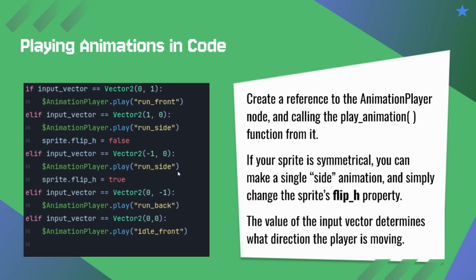And then if we want to add an idle still animation, we can check if our Vector2 is (0, 0). We can automatically assume that if our input vector is (0, 0), we're not moving, so we can just play idle.